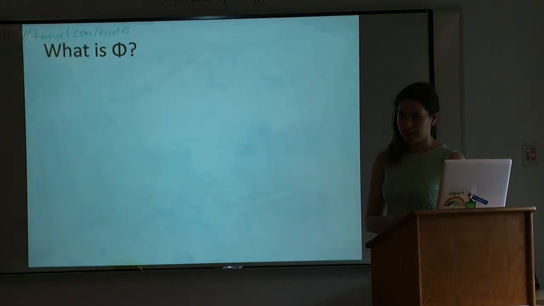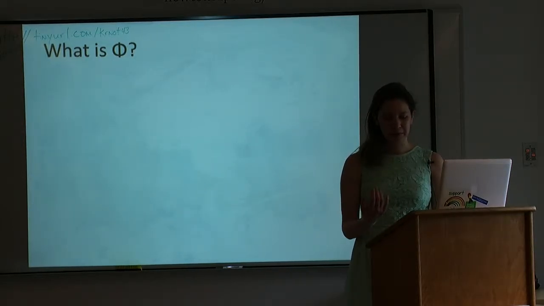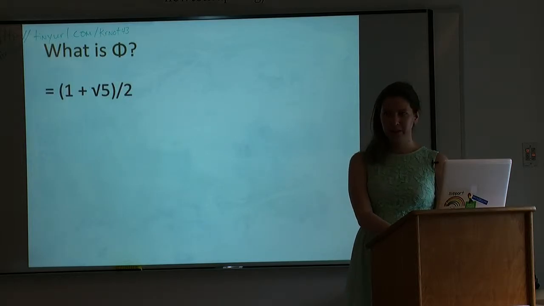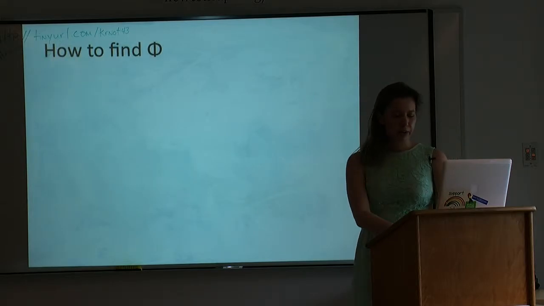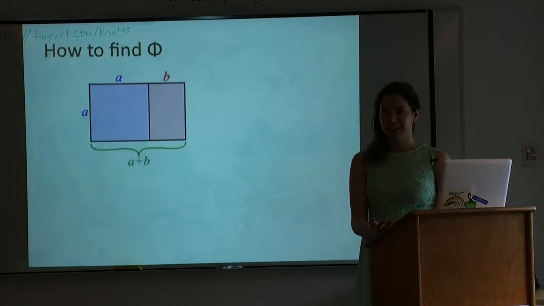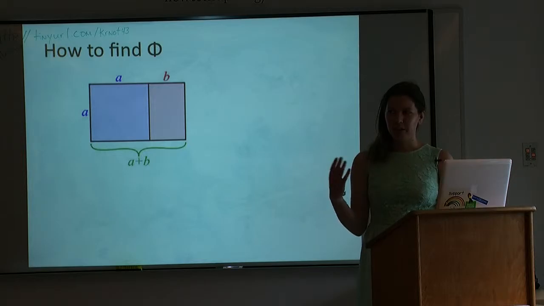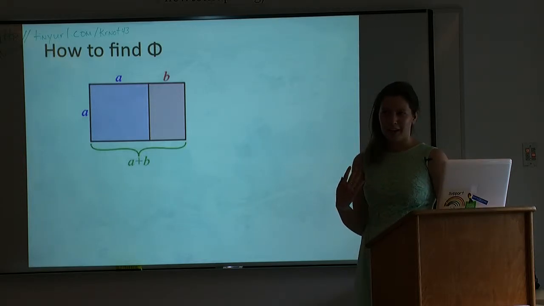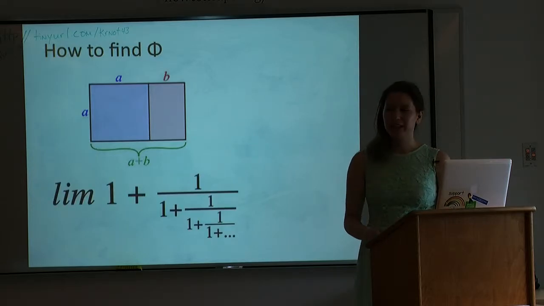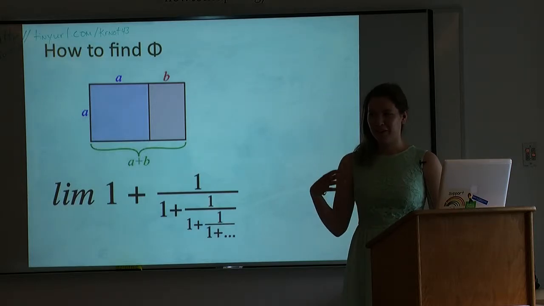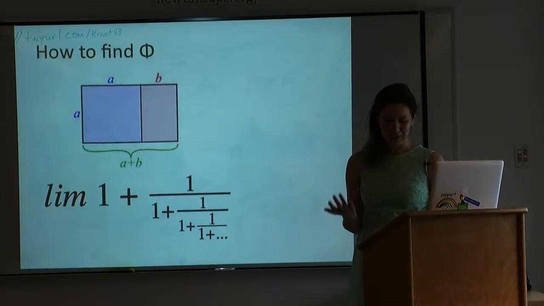So it is a constant that's equal to 1 plus the square root of 5 all over 2, which is approximately 1.618. And it's found with something like this, where the ratio of b over a is equal to the ratio of a over a plus b. And it can also be found with this really annoying limit statement, which makes it the most irrational of the irrational numbers because it converges the slowest. And so that's an interesting fact.